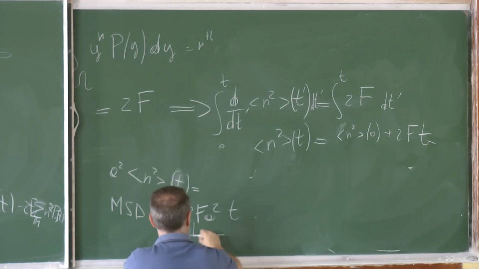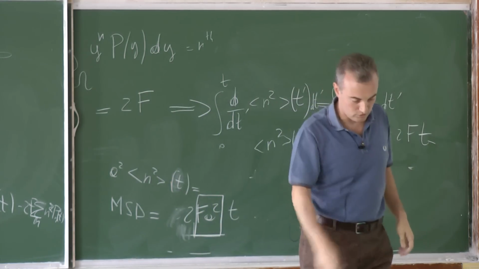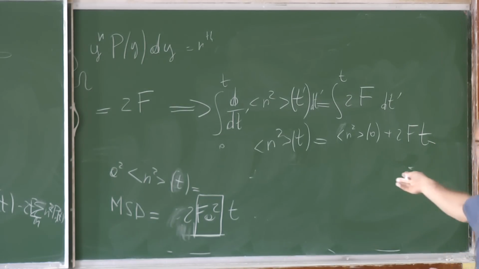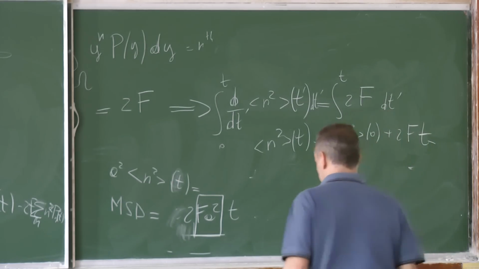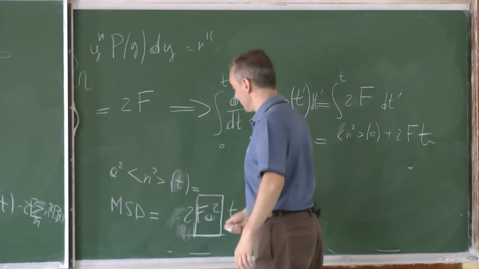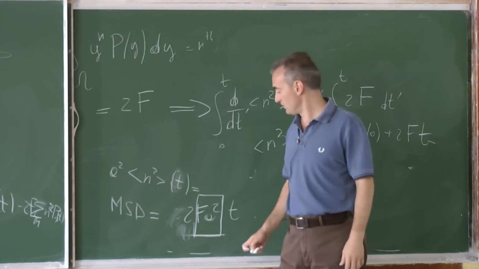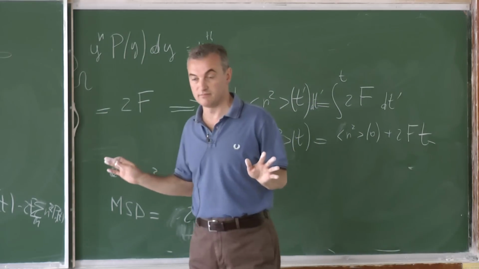I was also talking about sigma squared over tau. So tau is the inverse of f, tau is 1 over f. And sigma squared in this case is a squared. So that's in discrete space, continuous time.